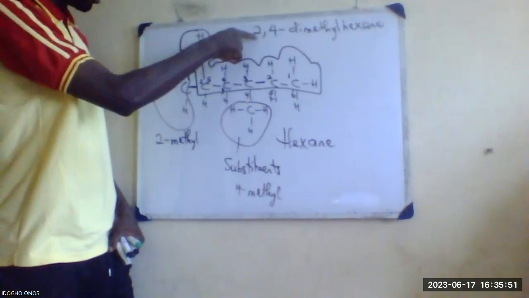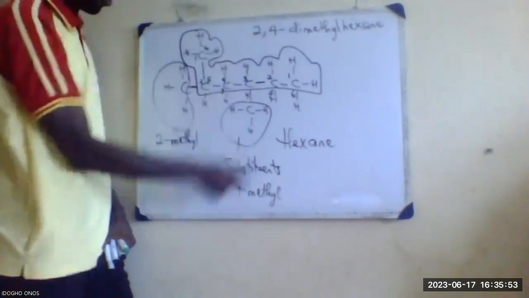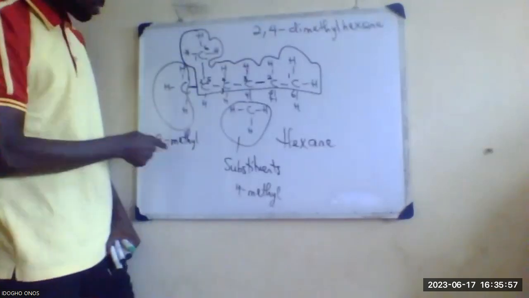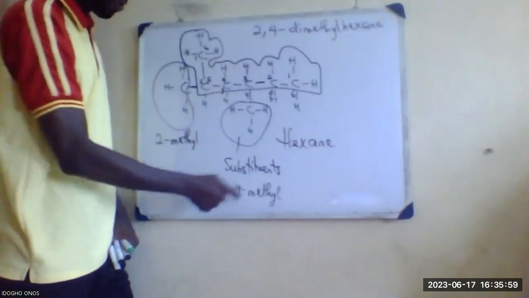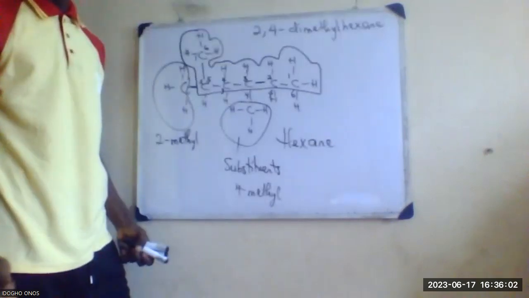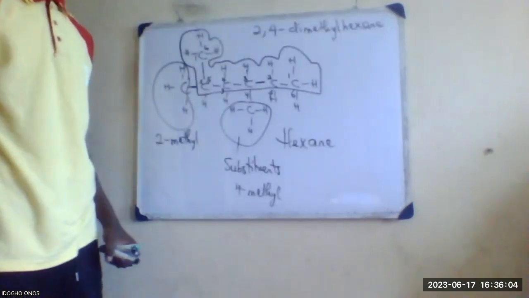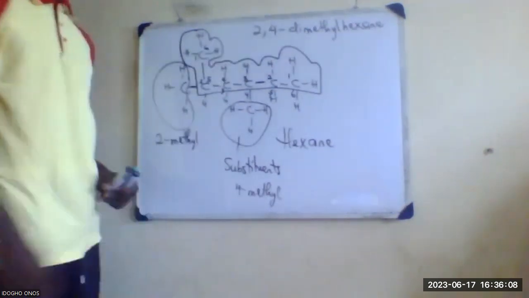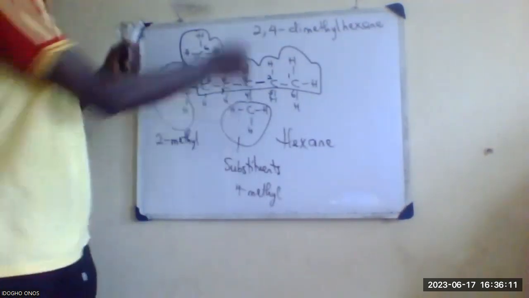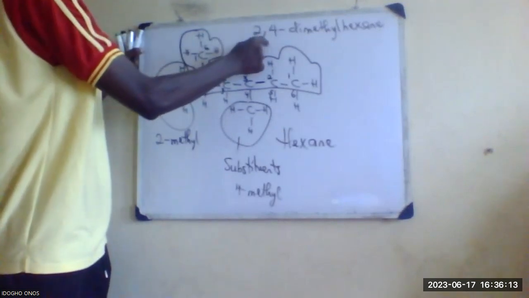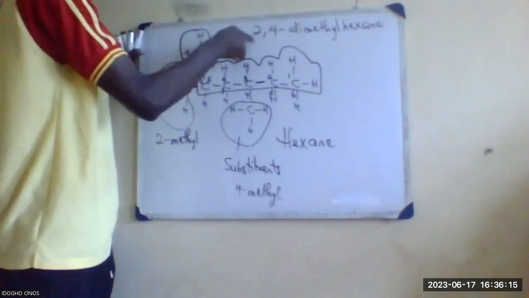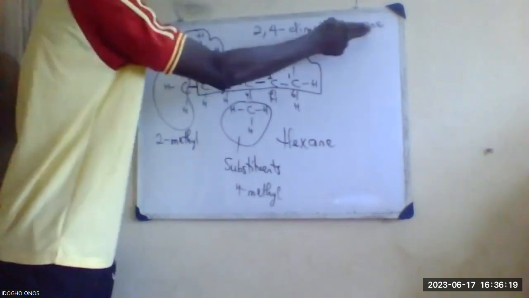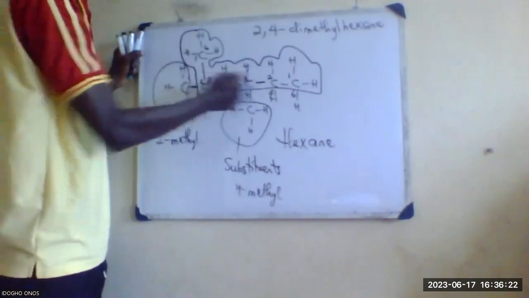2,4 tells me that I have a methyl on carbon atom 2, which is 2-methyl, and another one on carbon atom 4. So I cannot be writing 2-methyl, 4-methyl hexane. No, it's like tautology; I'm repeating myself. Since they are methyl of the same thing, I'll use the word di. Then I'll use these numbers to tell me where the methyls are. 2,4 means a methyl on carbon atom 2 and a methyl on carbon atom 4. Di means there are 2. Hexane tells me that the parent carbon chain is 6.